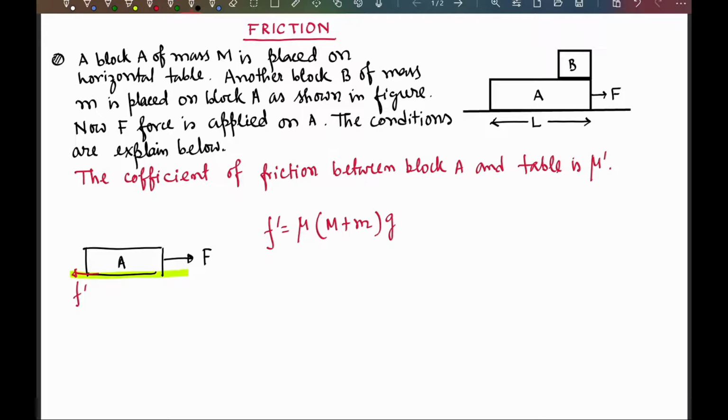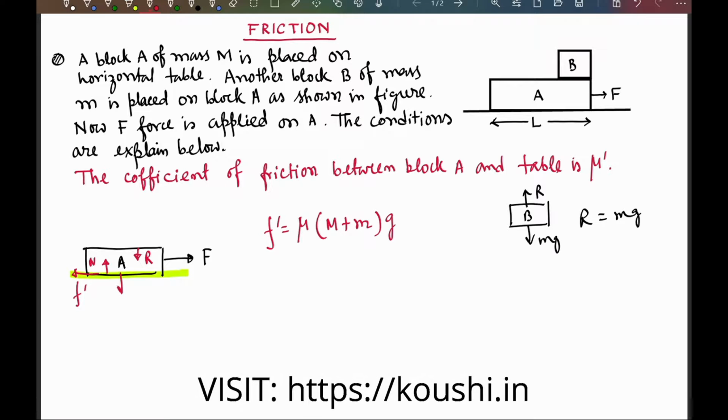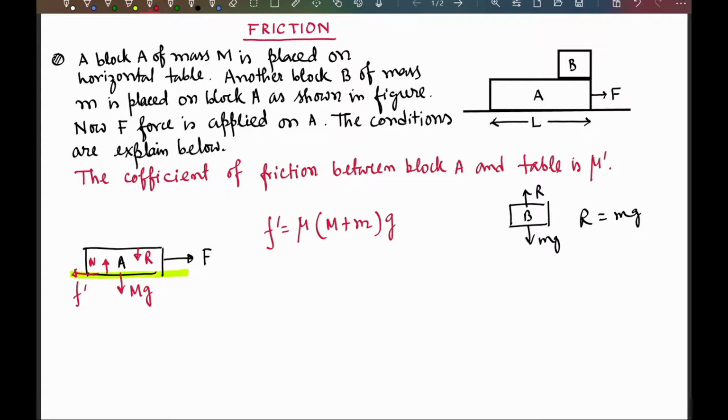Whenever block B is on block A, mg is downward, and R is the reaction force here. Here R is equal to mg. And for block A, the force applied by block B is downward, this is R, and a reaction force is acting here by the table on block A, this is N, and Mg is the weight acting here. For that reason, N is equal to R plus Mg, so N is equal to mg plus Mg. Therefore, F prime is equal to mu N, which is mu (M plus m) g.